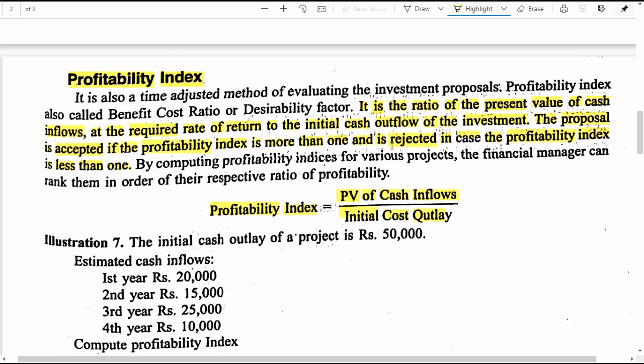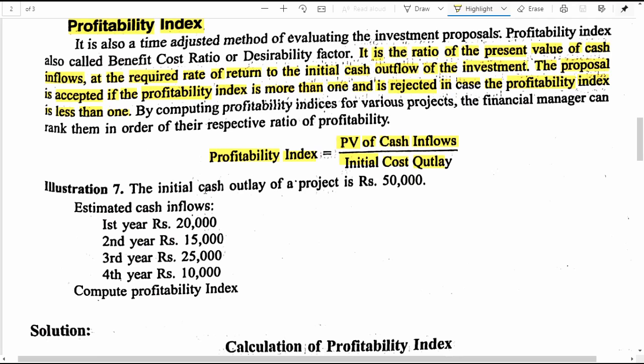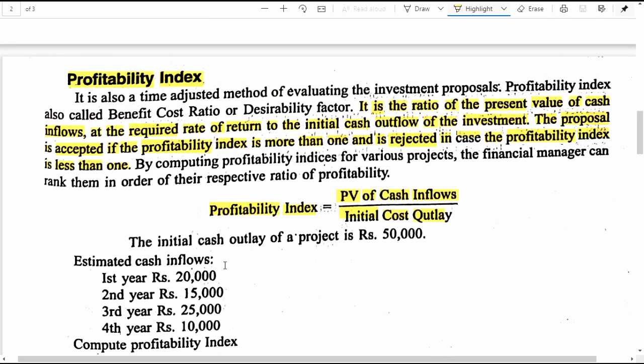Profitability index is one of the discounted cash flow methods of capital budgeting. The proposal is accepted if the profitability index is more than 1 and it is rejected in case the profitability index is less than 1. Let us look at the formula for calculating profitability index. Present value of cash inflows in total divided by the cost outlay of the project will give us the profitability index of the project.